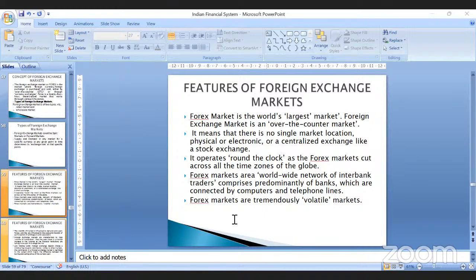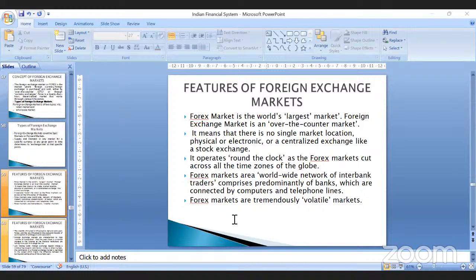And third thing is, it operates round the clock because it is not one country where you can take one time zone into consideration. It operates throughout the globe. They have different time zones, so they work 24 hours a day, every day except weekends.